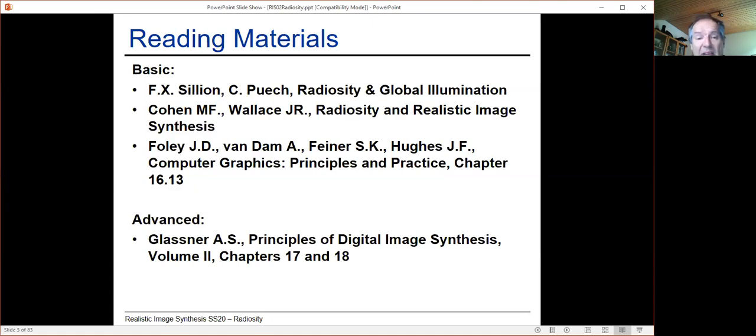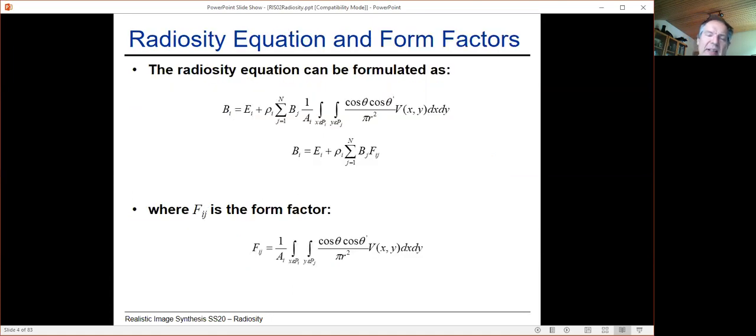So if you would like to look into some textbooks on radiosity, there are a number of those. They are relatively old. But nevertheless, I base the material of this lecture pretty much on those materials. So if you would like to read a little bit more, please feel free to look into those textbooks.